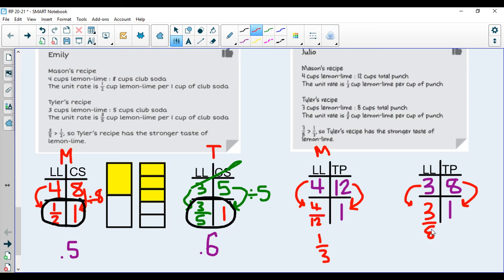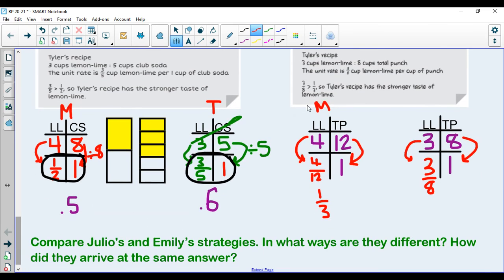Now, again, I could model this. I could find the decimal form. But another option would also be to get a common denominator. If I have 1/3 and 3/8, a common multiple of 3 and 8, well, let's see. 3, 6, 9, 12, 15, that's not it. 18, I'm going to have to go all the way to 24 to get a common denominator here.